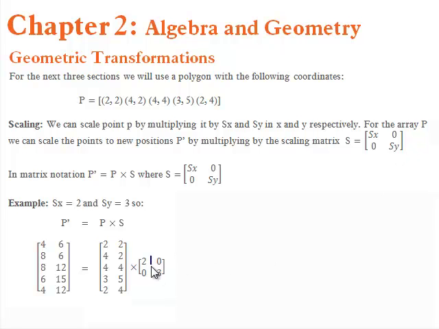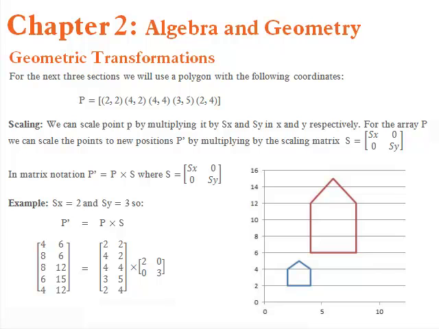Then we take the second column and lay that across the top. Now this time the x value is 0 and the y value is 3, so we're going to get 3 times each one of these, so 2 becomes 6, 4 becomes 12, and so on. The result of that is a scaling which is 2 in the x direction and 3 in the y direction. So our little house has become a skyscraper.